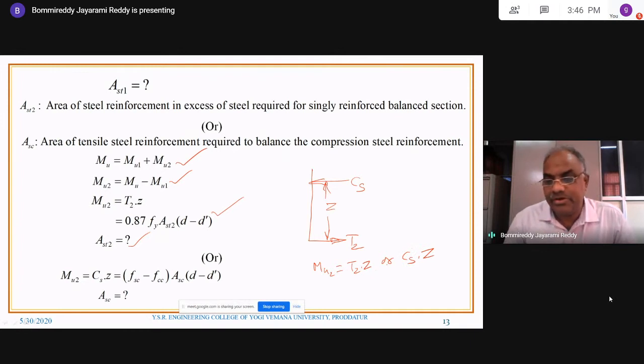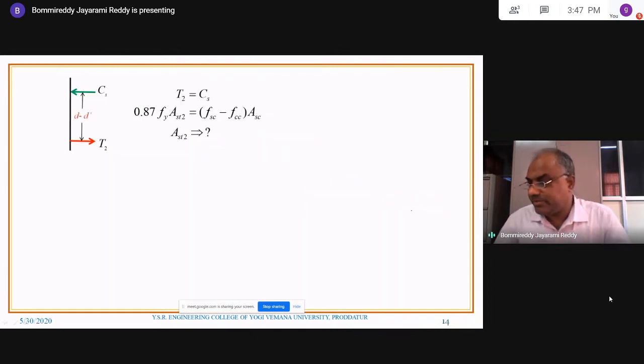T2 multiplied by Z or CS multiplied by Z. So T2 multiplied by Z means this, CS multiplied by Z means this, and you can find out the unknown parameter ASC. And once ASC is known, from this equation you also know CS will be equal to T2. CS equal to T2, that you can see next page.